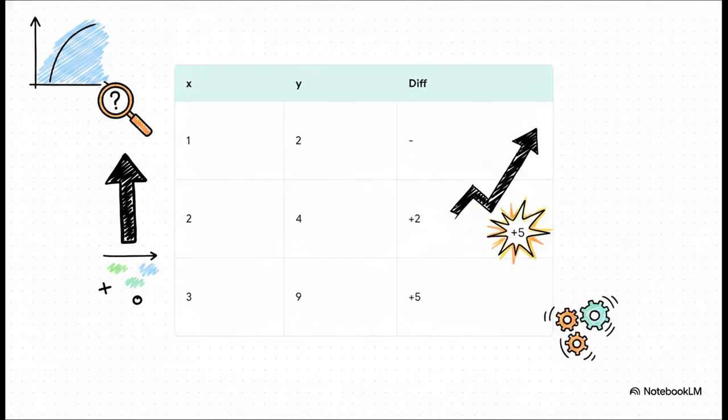We can actually spot a curve without even drawing a graph. Look at the x values on the left. 1, 2, 3. They're moving up by a steady +1. Now look at the y values. 2, 4, 9. Let's look at the differences between those y values. To get from 2 to 4, we jump up by 2. But to get from 4 to 9, we jump up by 5. The difference jumps from +2 to +5.